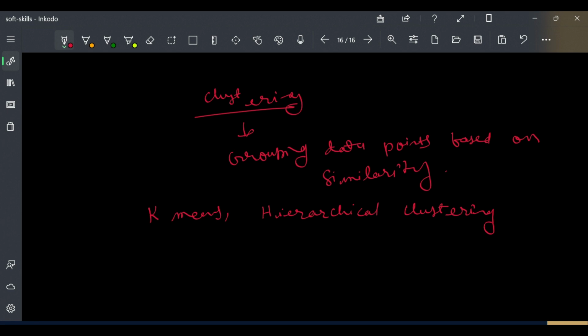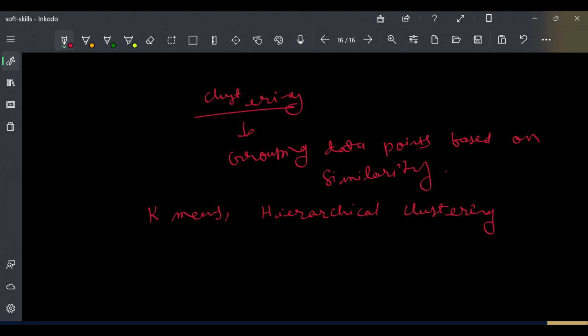Okay. So for example, grouping customers based on shopping habits, or you can say marketing. And another example is grouping similar documents or news articles. So these are all examples of clustering in unsupervised machine learning.